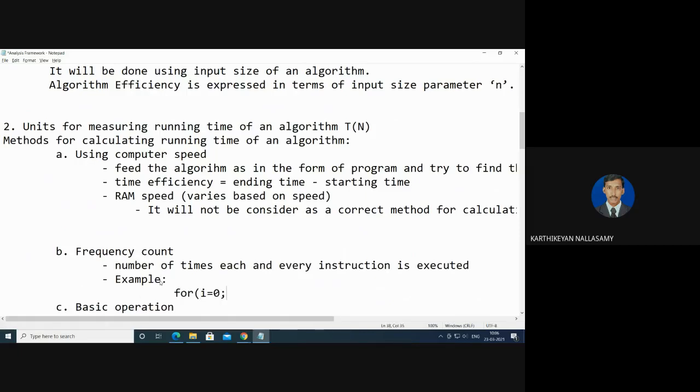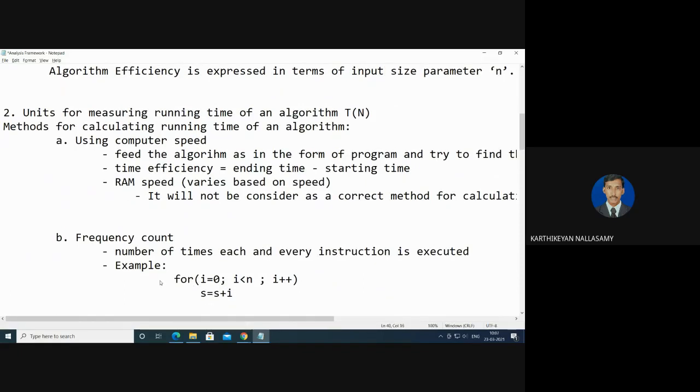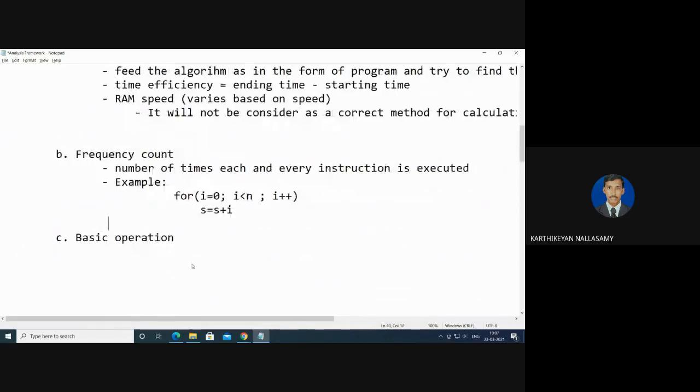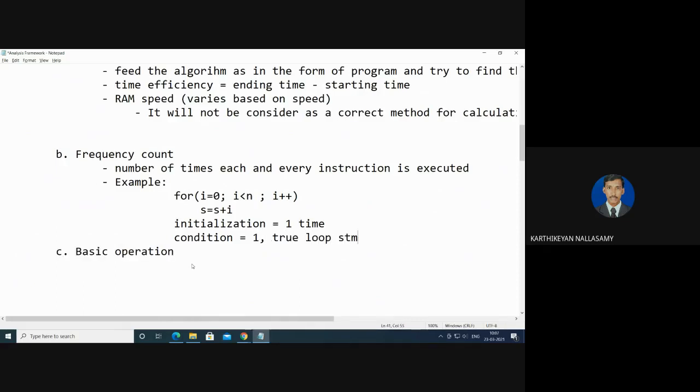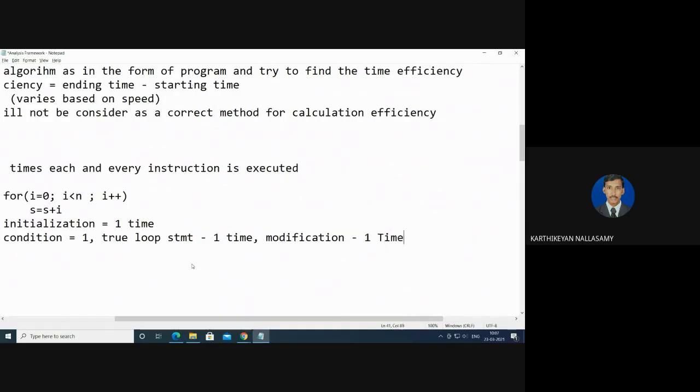I'm going to take a looping statement, and I'm going to calculate some calculations. Okay, let us take this is the statement. So now I'm going to calculate the frequency count for that looping statement. So we know that here the initialization works for one time. So now just for a loop condition, this is the condition one time. If the condition is true, the loop statement works for one time, and the modification part, I mean the incrementation part, will work for one time.